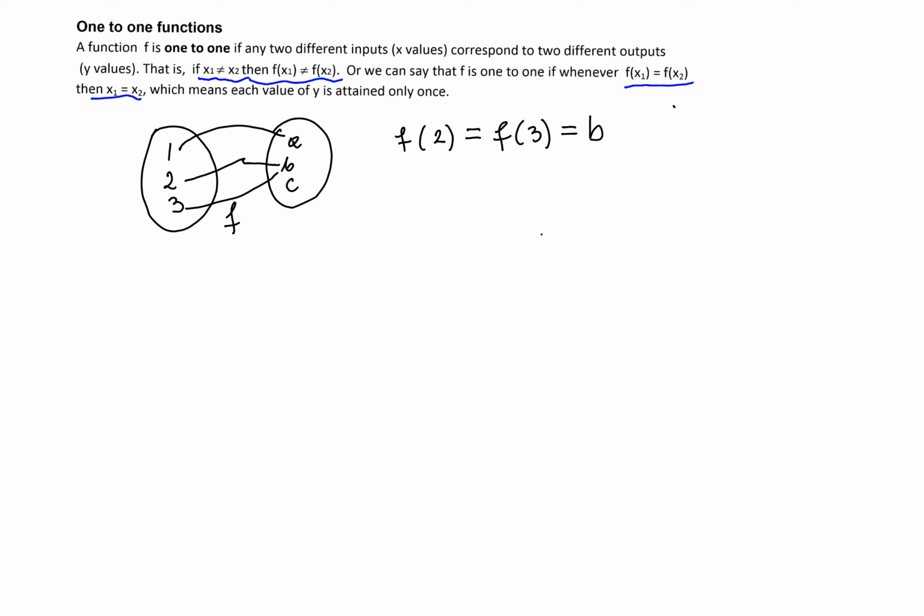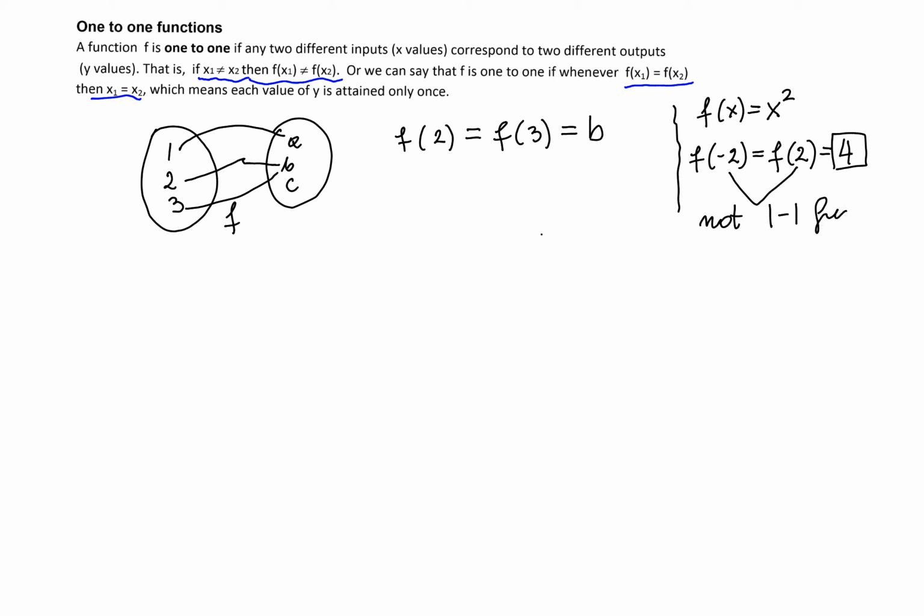An example of a function that is not one-to-one is, for example, the function given by the equation x squared. Now we know that f of negative 2 is the same as f of 2 because this is 4. Negative 2 squared and 2 squared is 4. So different values of x produce the same value of y. This is not one-to-one. It is a function, but not a one-to-one function.